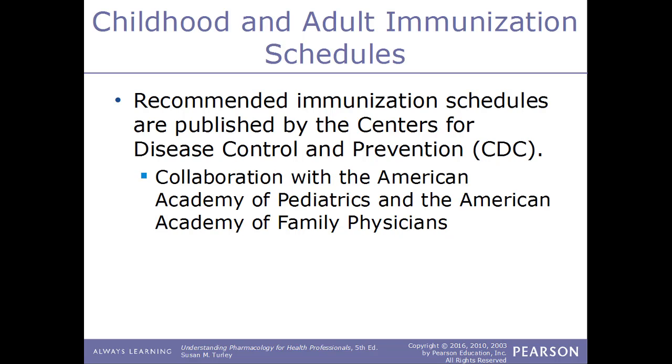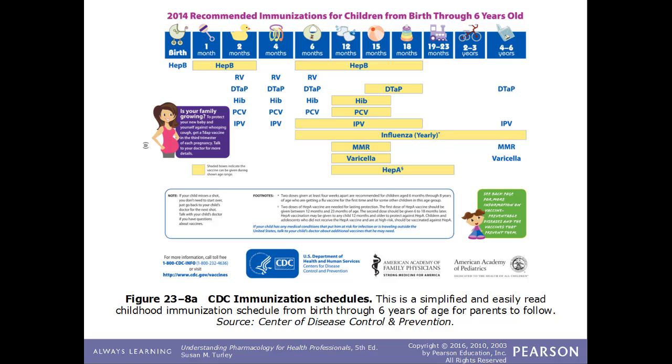Now we'll talk about childhood and adult immunization schedules. The recommended immunization schedules are published by the CDC, Centers for Disease Control and Prevention, in collaboration with the American Academy of Pediatrics and the American Academy of Family Physicians. This image is probably the simplest form you're going to see of an immunization schedule published by the CDC. And this is for children between newborn and 6 years old. You can see the timeline up here on top, all the way up to the 4 to 6-year-old range. And then the abbreviation for each vaccine is listed here at the appropriate time where it should be given.